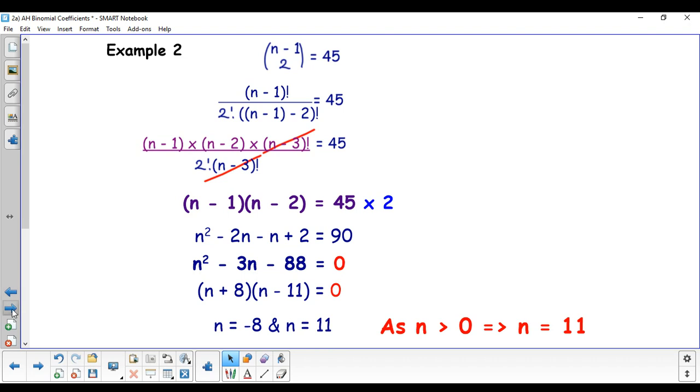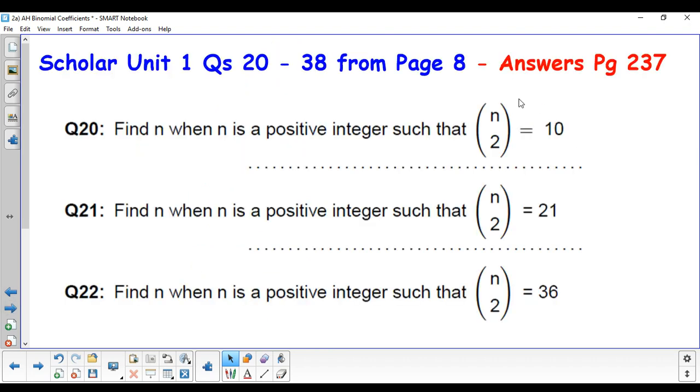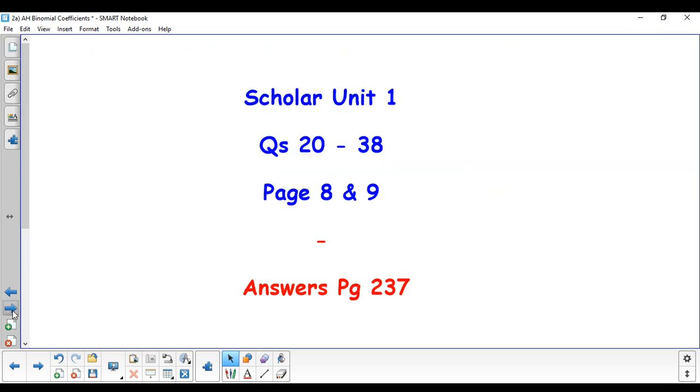Okay. Right. What are you going to try? You're going to try ones that have finding n, that's probably your trickier ones, and then actually up to 30 is all just revision of everything you've done so far. So you'll find that if you open up the Scholar PDF, you'll go 20 to 38 on page 8 and 9 of the PDF, and you can find your answers in 2, 3, 7. Okay.